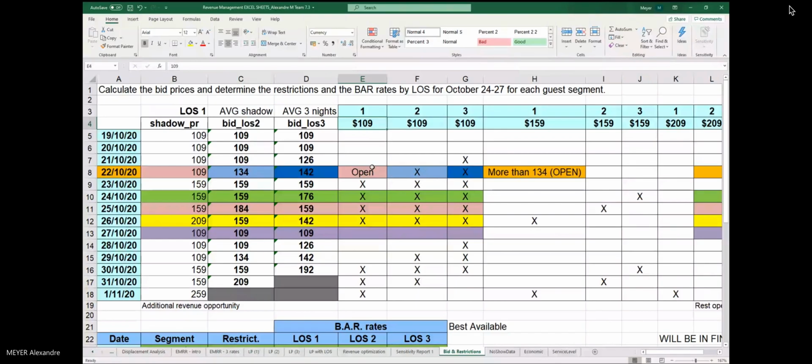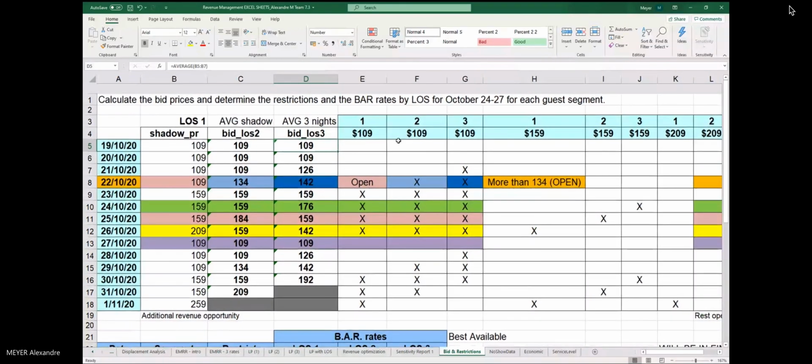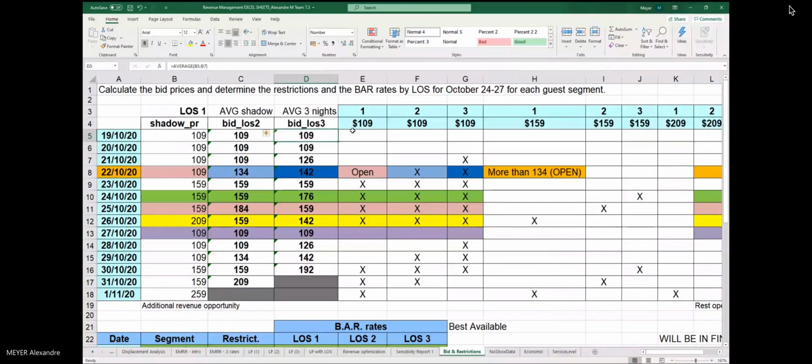In other words, the shadow price is the marginal value of selling another room. If you have an increase in capacity by 1, that is the marginal value that you have. In other words, this is how much it's worth. A room on the 19th is worth $109. So, of course, you would sell it for a minimum of 109. If you sell it for more, great. But if you sell it for exactly 109, you're not making a loss, right?